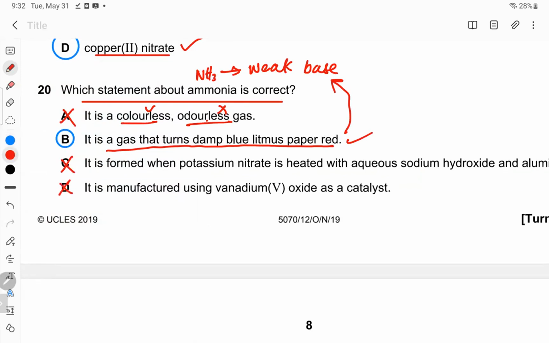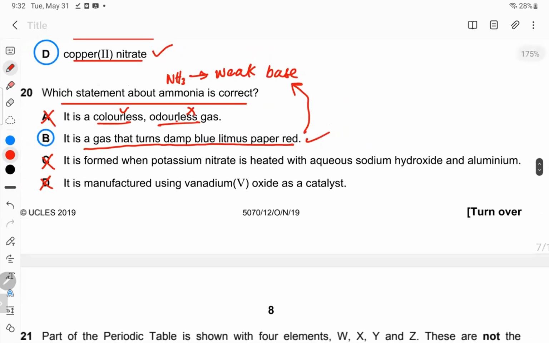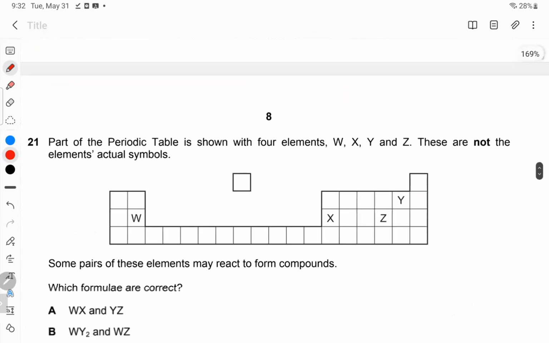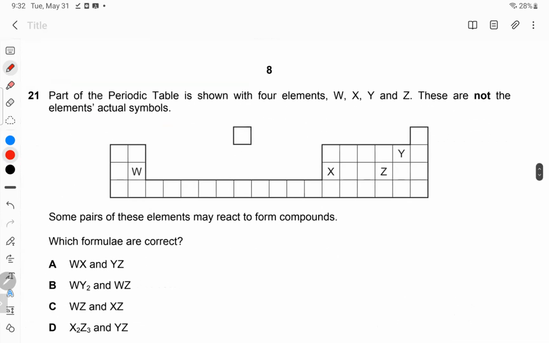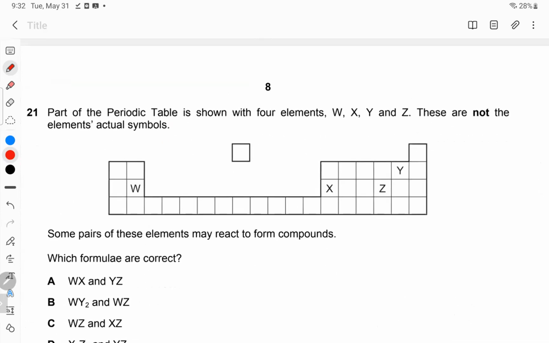जी यहाँ तक clear है सबको? Yes, sir. Okay. Sir, yes, Variza.